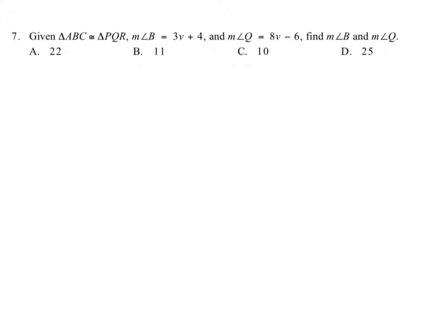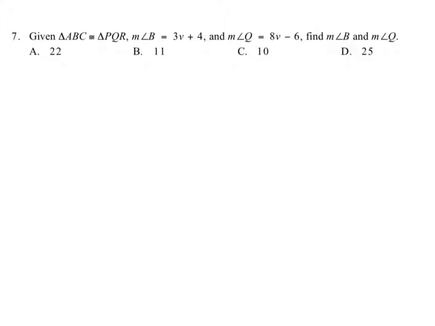Okay, just like number 6, this one compares two congruent measurements. Here they're asking us to compare angle B and angle Q. What they're saying is that triangle ABC is congruent to triangle PQR, and then they give us the measure of angle B as 3V plus 4, and the measure of angle Q as 8V minus 6.